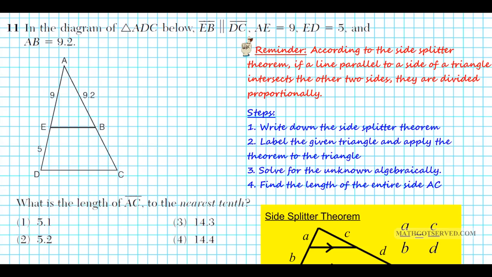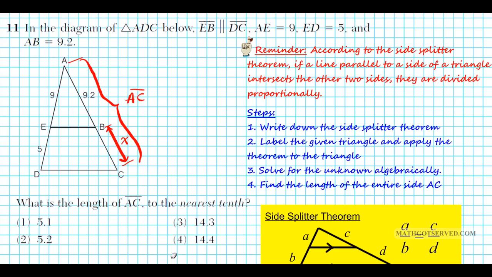Now, you want to note that in this problem, we're not asked to find BC, we're asked to find the entire length AC. That's a common mistake students make. They do not solve the problem completely, but they stop halfway. We're looking for that entire length. In order to find AC, we need to find this missing side right here. Let's call that X.